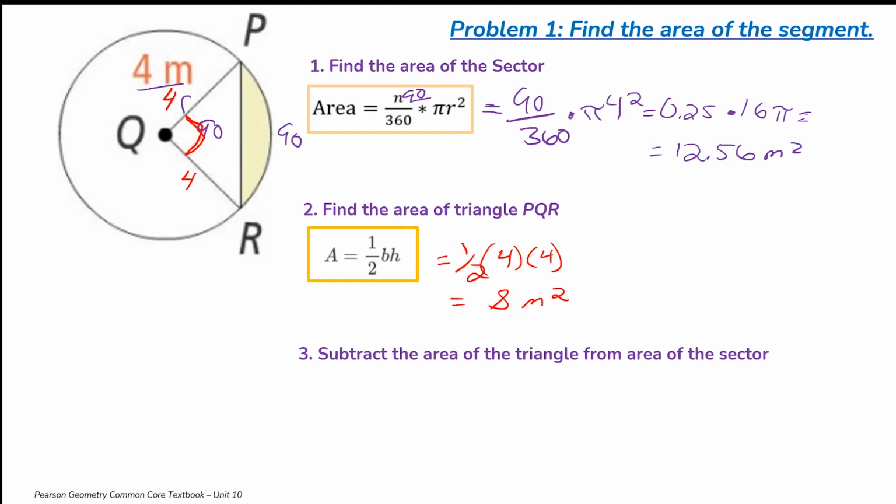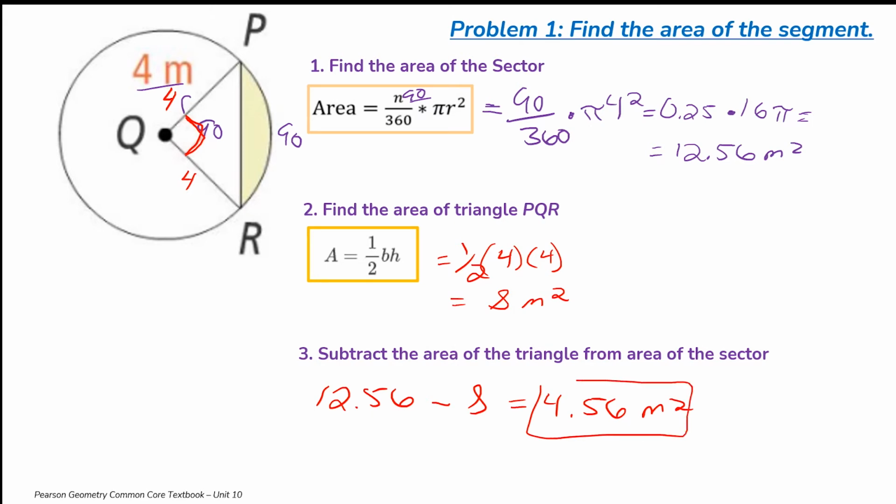And then I just subtract the two. So area of the sector is 12.56. Area of the triangle is 8. And I'm left with 4.56 meters squared. And I have found the area of this segment.